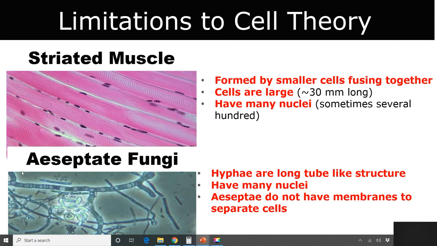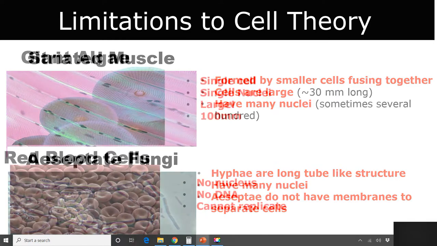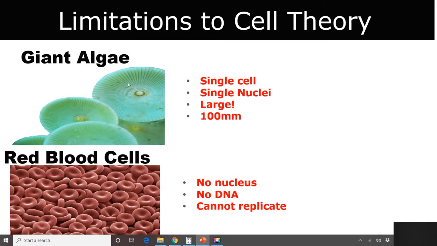The other example that you have to know is the aseptate fungi. Some of these fungi have hyphae, which I believe stretch out to find nutrients. And just like the striated muscles, these are not separated cells. They have multiple nuclei in them, and so they basically make one big compartment. So they break that rule of all cells having membranes. The other one is the giant alga.